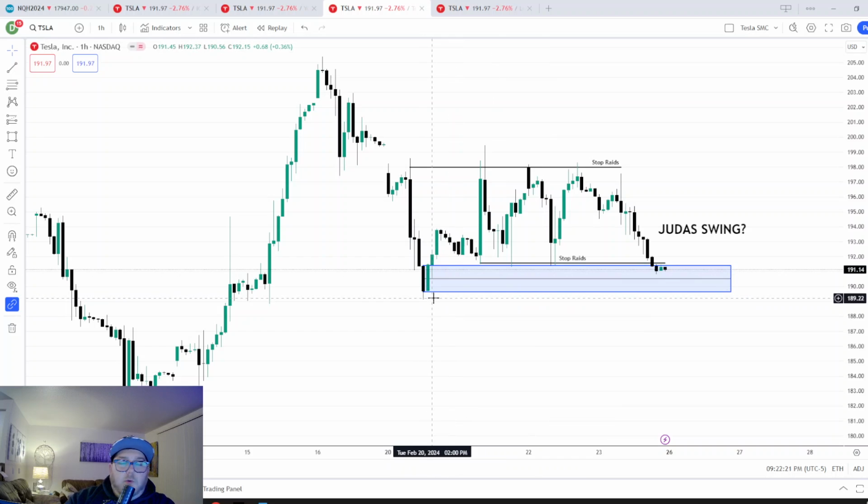So basically what we want to be looking for is, does this order block hold, right? I put Judas swing question mark. Was this the Judas swing, right? We've seen the stops get raided. We've seen this kind of act as a consolidation range over the last week, right?